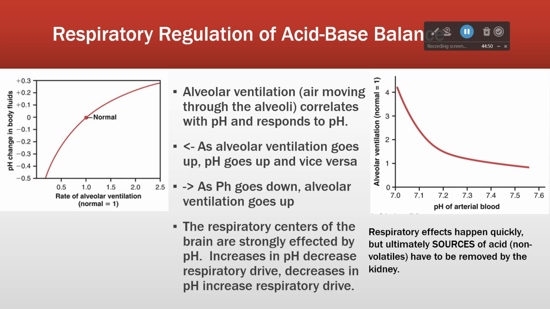pH has a profound effect on respiratory rate and depth. What these two graphs show you is two key relationships. First one over here is alveolar ventilation: how much air are we moving into the alveoli? This is the pH change, to try to get around the negative is positive business. So here we are at normal alveolar ventilation. If our pH goes up by 0.3, pH change in bodily fluids.